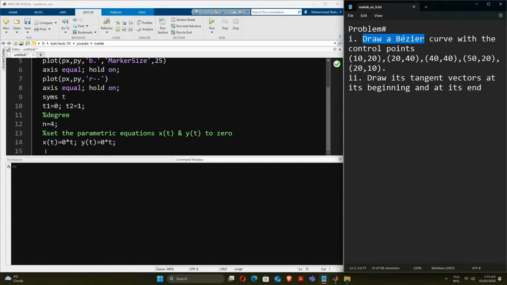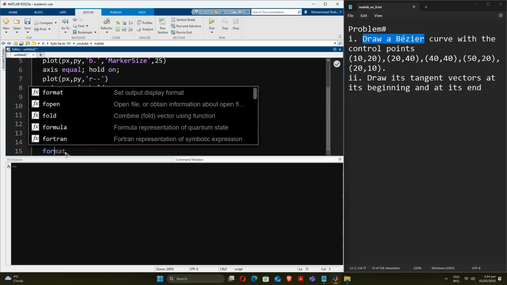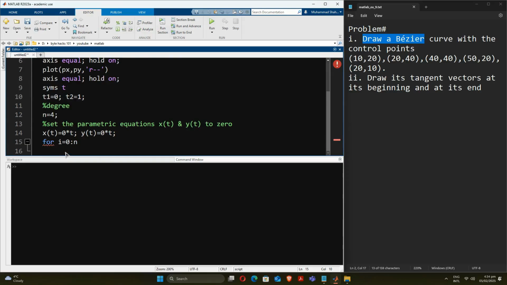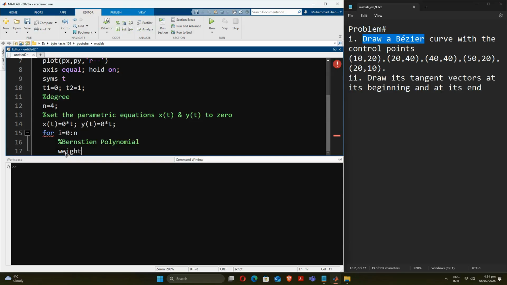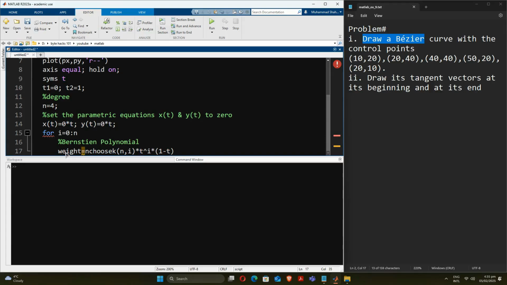To draw the Bezier curve, we will use the for loop because we need to evaluate the values of x and y. And we will use Bernstein polynomial here. Make sure you remember it because it's quite important for these types of questions. You must remember it by heart because it's quite important to solve these questions.